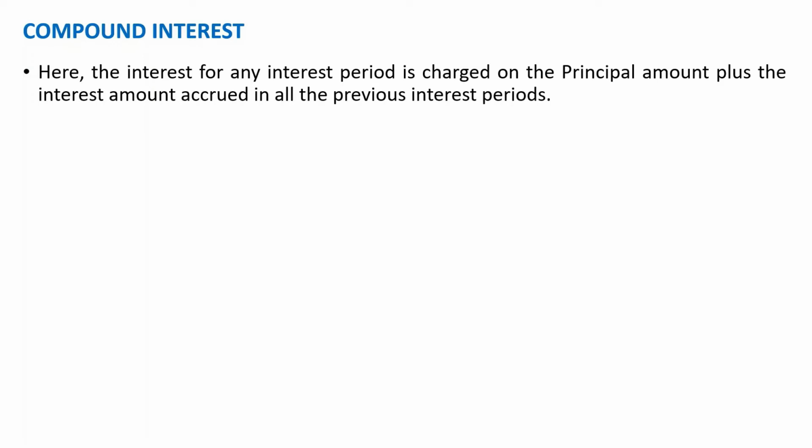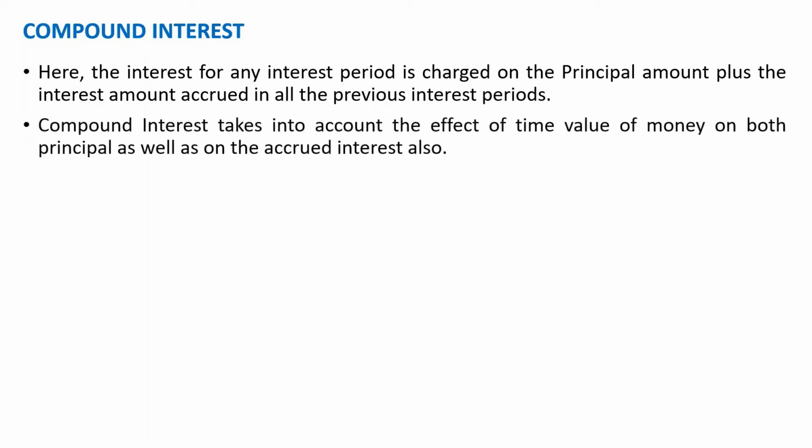Compound interest. Here, the interest for any interest period is charged on the principal amount plus the interest amount accrued in all the previous interest periods. The compound interest takes into account the effect of time value of money on both principal as well as on the accrued interest also.